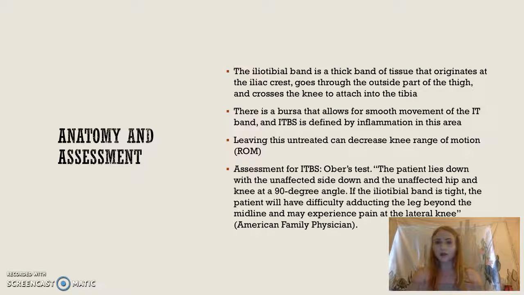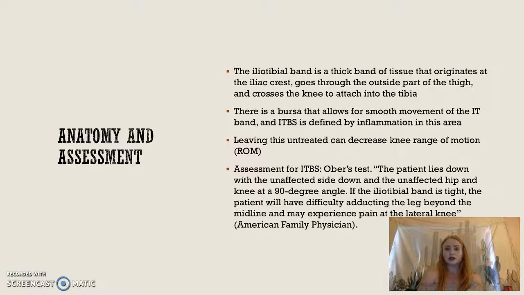So the anatomy is the IT band is a thick band of tissue that originates at the iliac crest, and then this goes through the outside part of the thigh and crosses the knee to attach into the tibia. And then there's a bursa that allows for smooth movement of the IT band, and when ITBS happens, this bursa is inflamed, it's swollen. Leaving this untreated can decrease the range of motion of the knee, obviously.